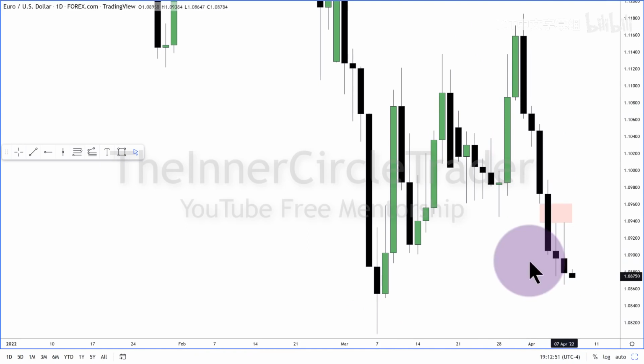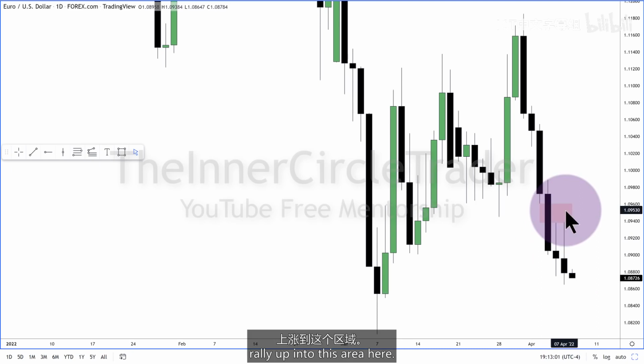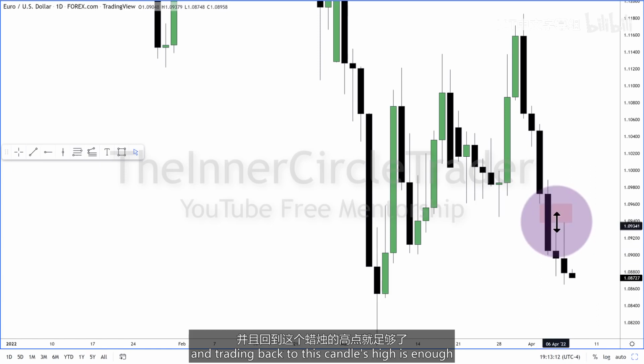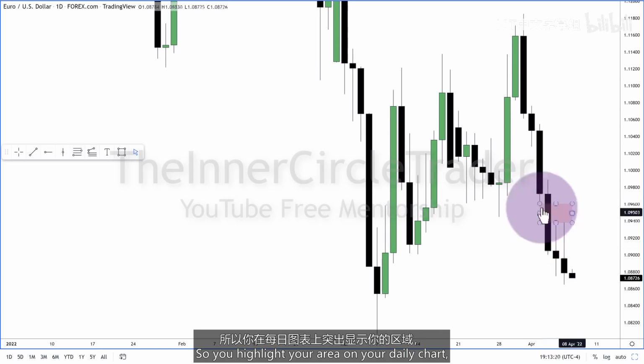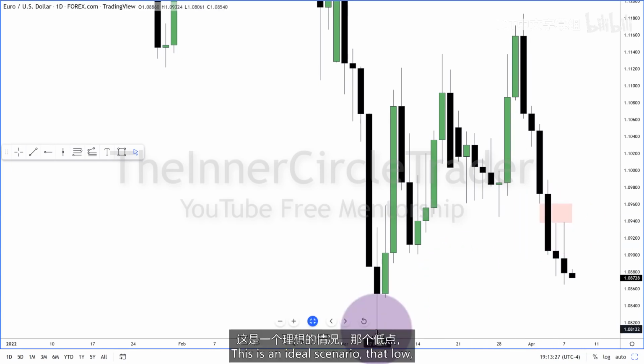So what does that make that area down here? Premium or discount? Discount. So as soon as this fair value gap forms, we know that it's likely to rally up into this area here. In other words, a short-term little bounce. That occurring and trading back to this candle's high is enough to set the stage for a new round of selling. So you highlight your area on your daily chart and then look at what we have in terms of targets.